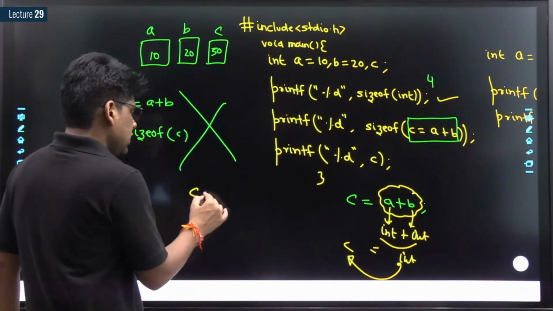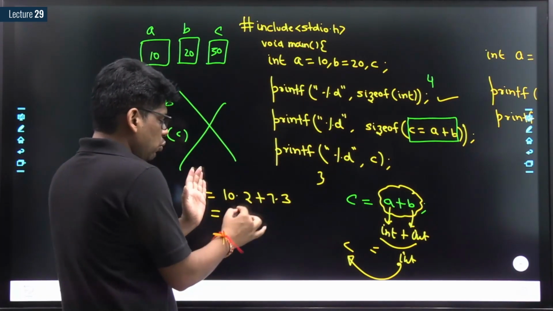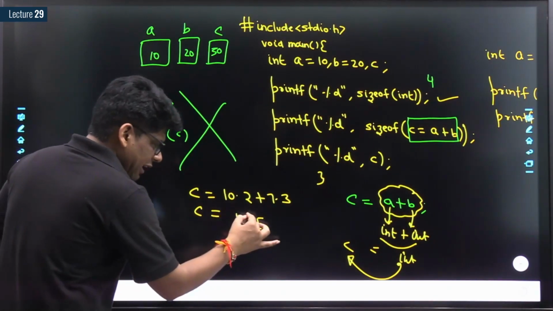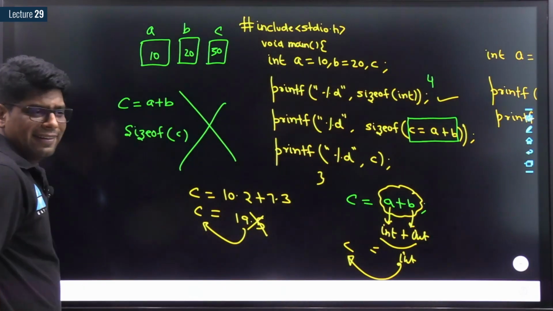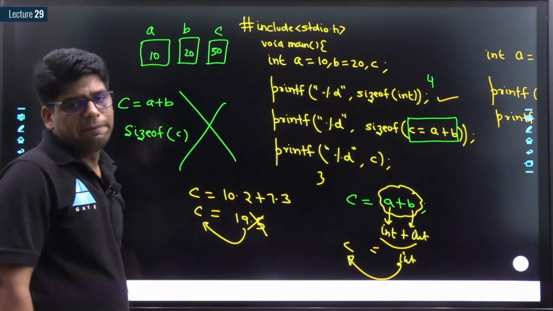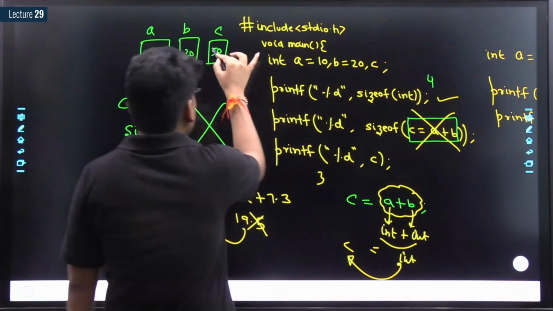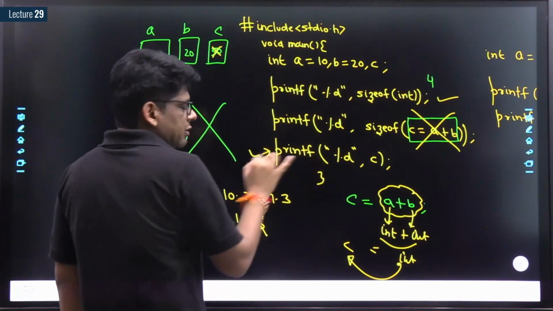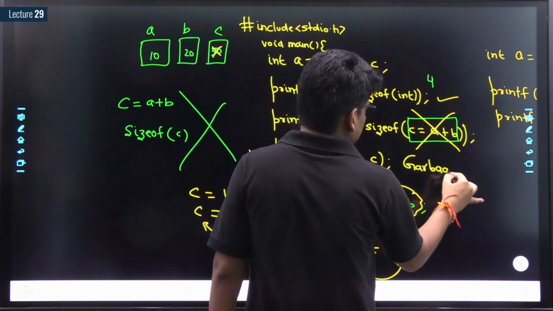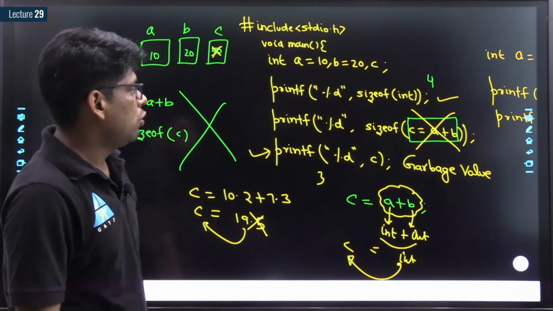Even if I ask you c equal to 10.2 plus 7.3, float plus float will be calculated as 19.5. But just because c is an integer, what is the value that goes inside c? Sir, 19. So basically what we are asking is, what is the size of c? Remember this part, that c didn't get this value 30. So what is the output of the third line? Sir, garbage value. c still has a garbage value. That's a beautiful concept.